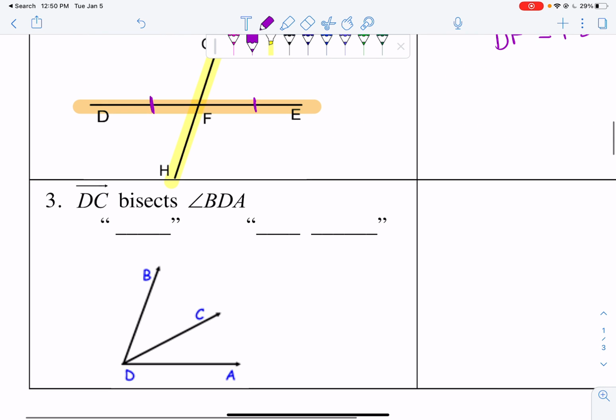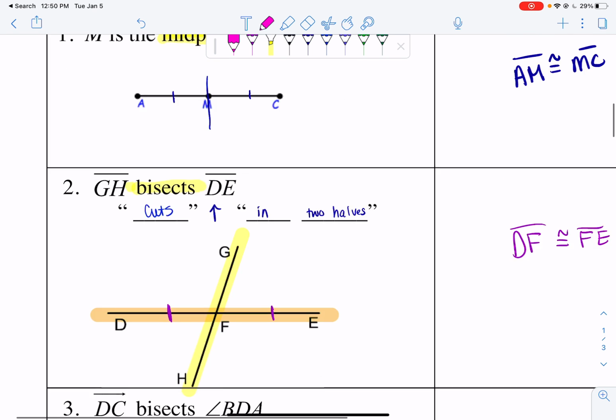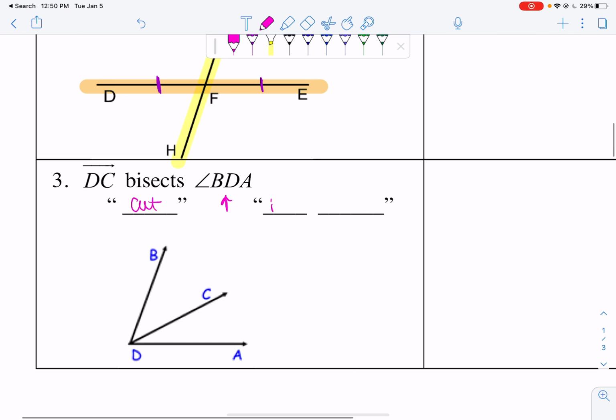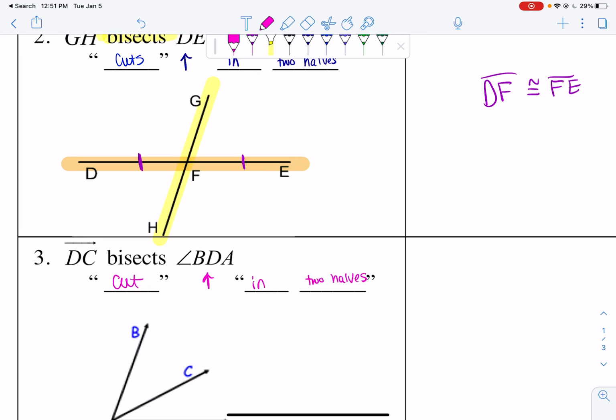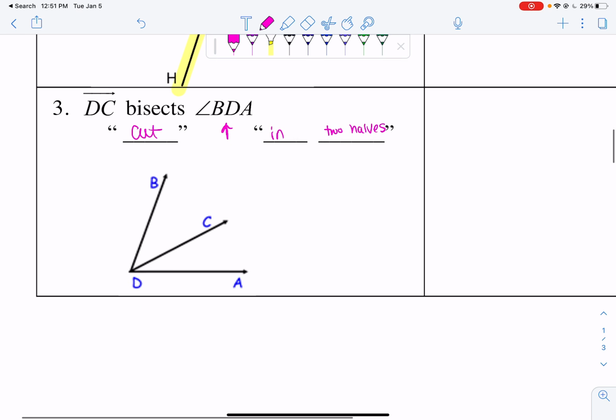Our next example, ray DC bisects angle BDA. So again, whenever you see the word bisect, I want you to say that that means the word cut. So I'm cutting angle BDA into two equal halves. But here's what's nice about angles. We actually don't need to name them. What we can do is put numbers. So if you look, I'm bisecting angle BDA.